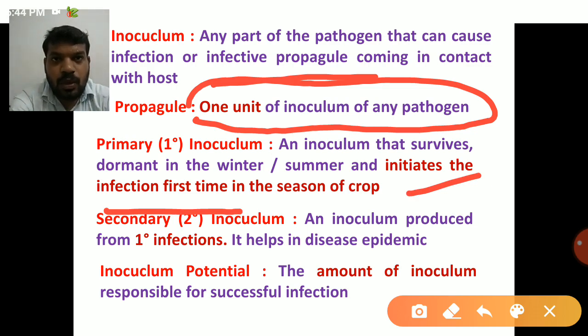So the role of primary inoculum is to initiate the disease in a particular area which doesn't have any diseases earlier.